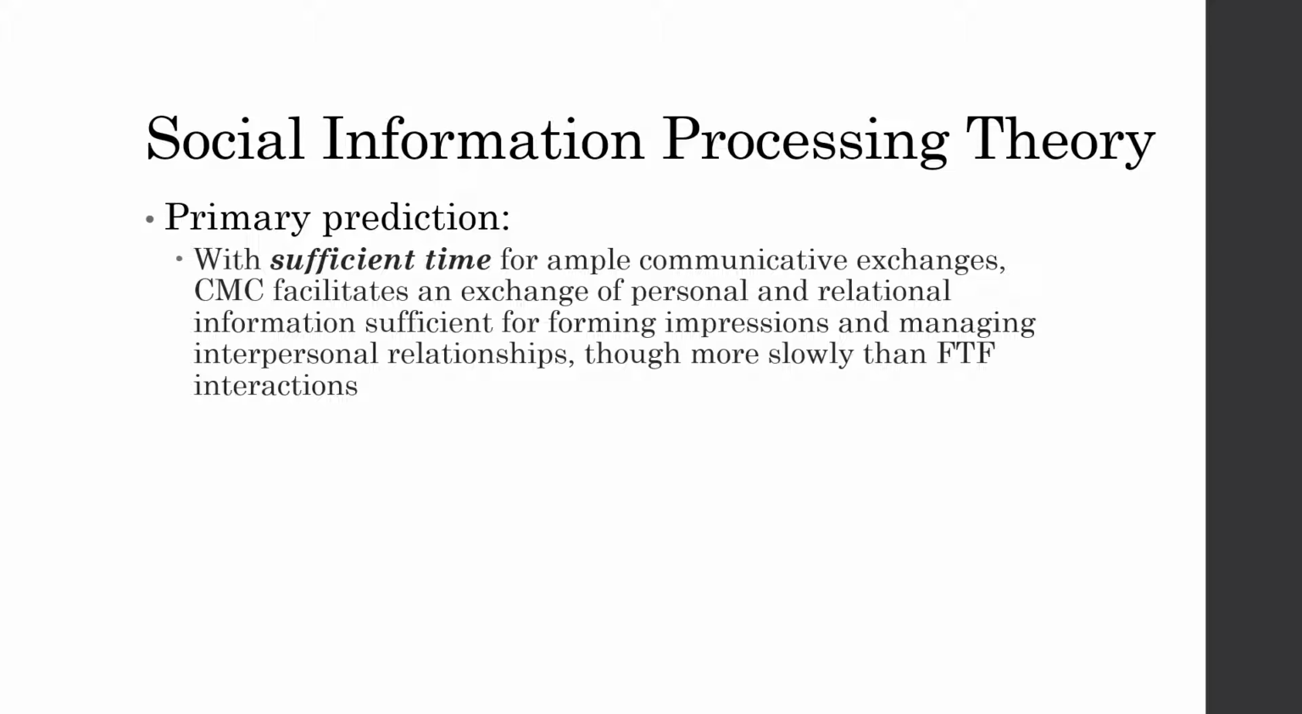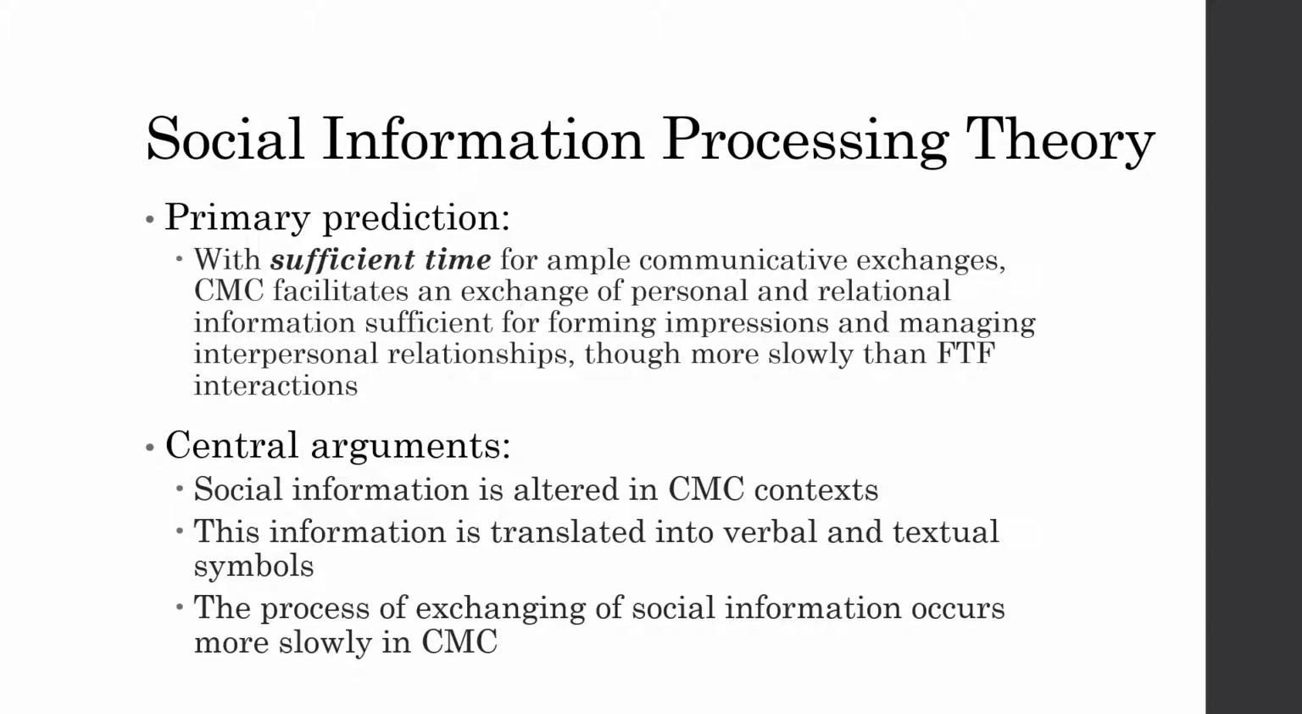And so to elaborate on the information presented on the previous slide, the primary prediction of social information processing theory is that with sufficient time for ample communicative exchanges to take place, mediated communication facilitates an exchange of both personal and relational information sufficient for forming impressions and managing our various relationships. It just happens more slowly than in face-to-face interactions. And we went through the three central arguments of this particular theory.